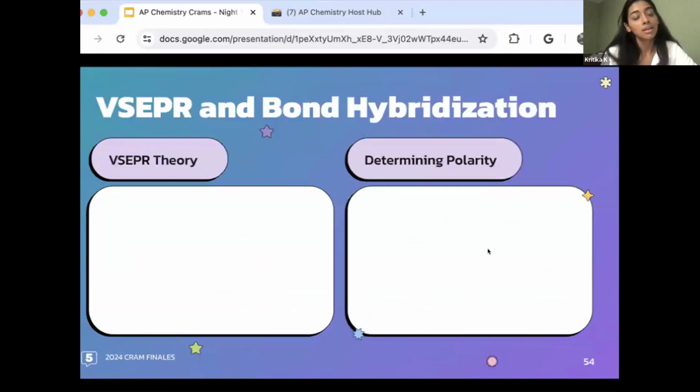Okay. Now we're going to go on to VSEPR and bond hybridization. I know this was something that was really confusing when I took AP Chem, and it isn't really all that important, but once again, just another good thing to know.